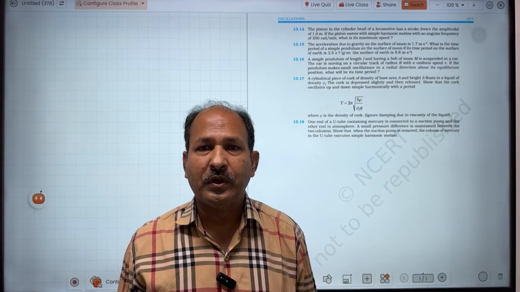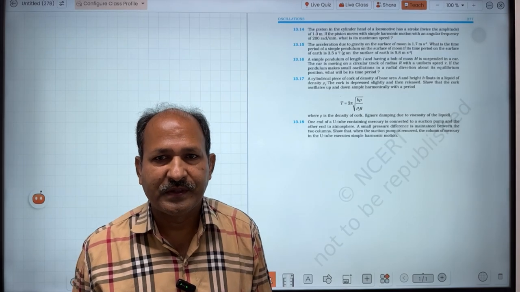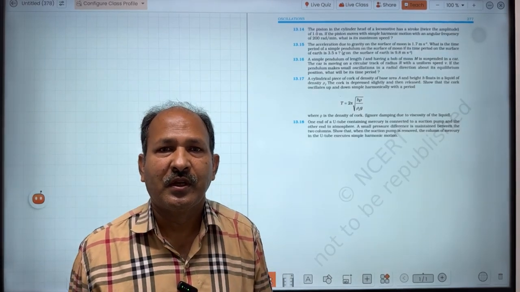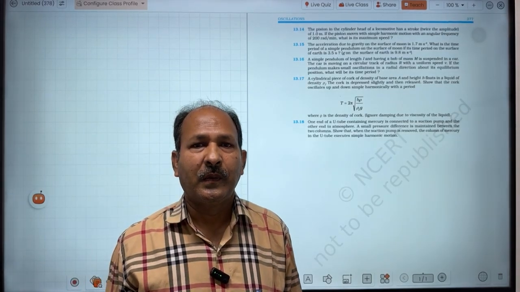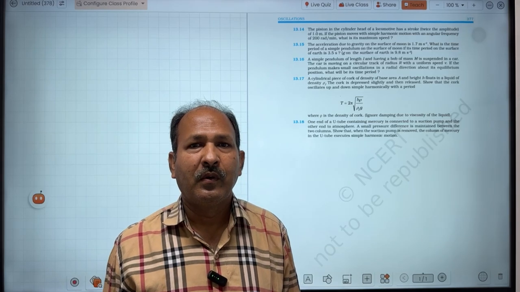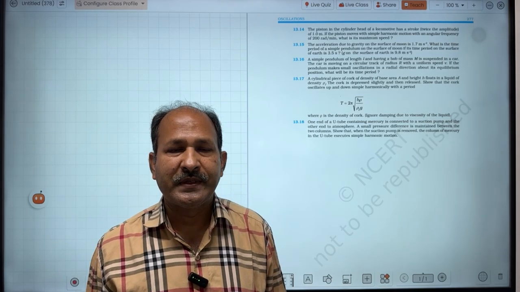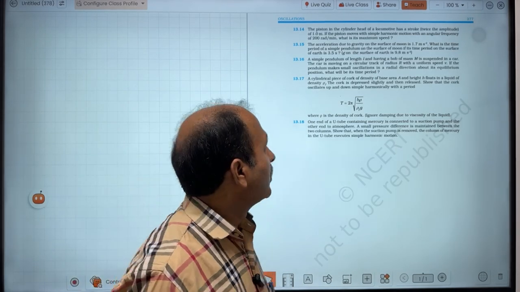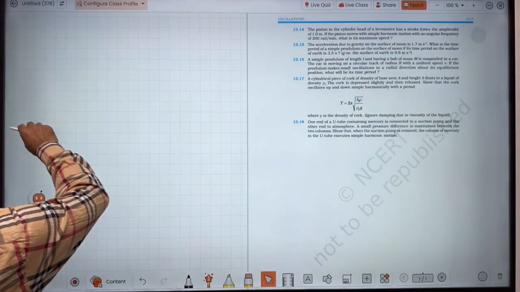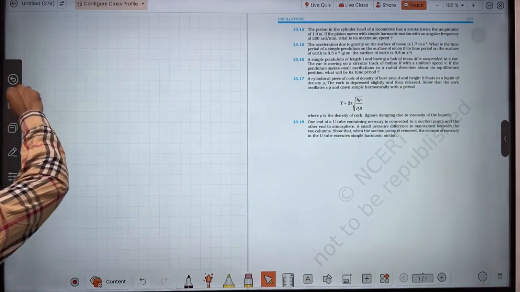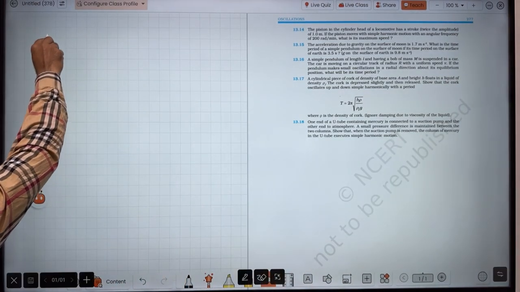We are going to continue with the numericals of chapter Oscillation. In the previous lecture, we have studied till question number 12. Now, we are going to continue with question number 13. So, question number 13 says that there are two diagrams.